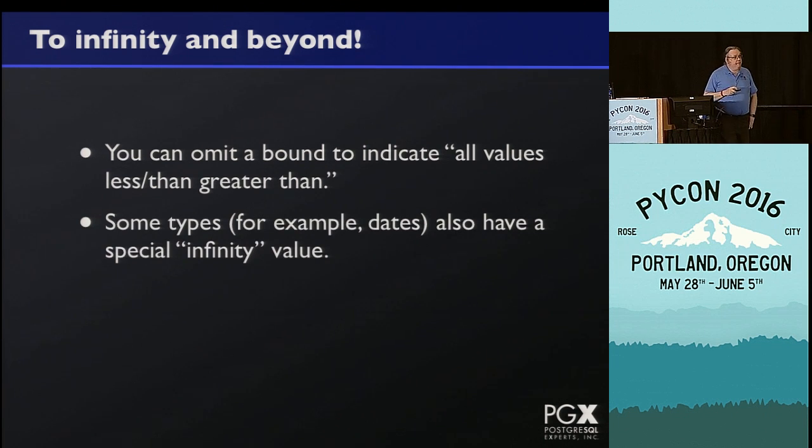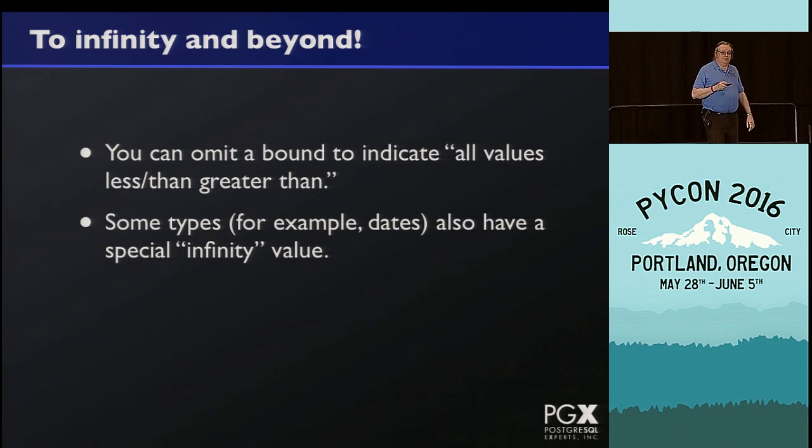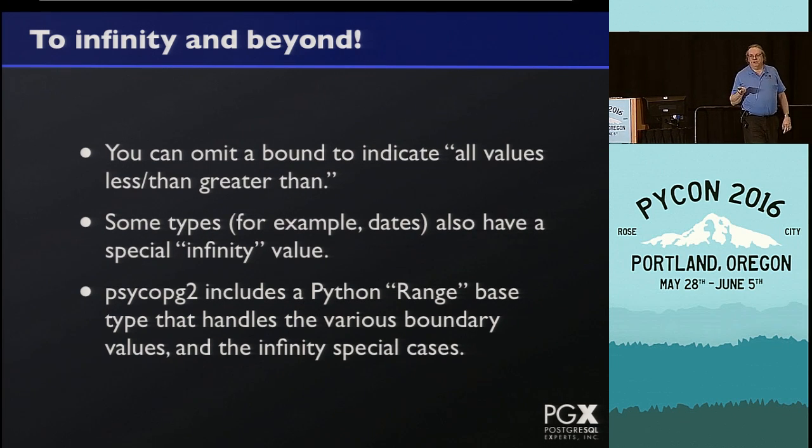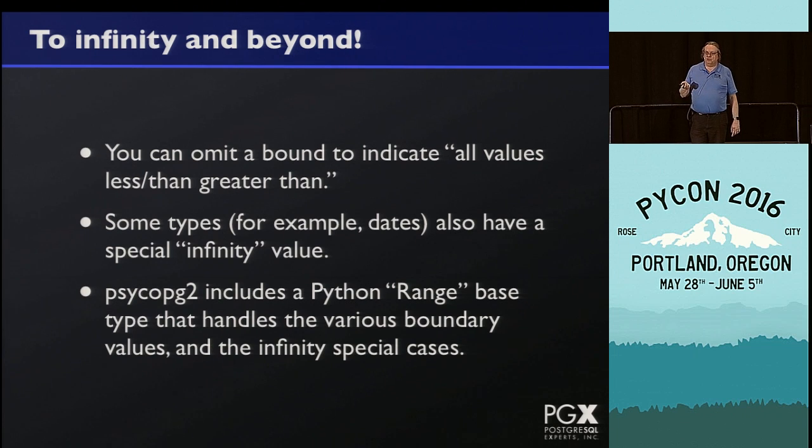You can also omit a bound to indicate all values less than or greater than. Whether that is mathematical infinity or not, I don't know because I'm the world's worst mathematician, but you get the idea. Also, some types, like dates in particular, have a special infinity value. PsychoPG2, the standard interface library that pretty much everybody uses to talk to Postgres, has a range type that includes all that stuff for you. So that's how these are represented inside of Python.